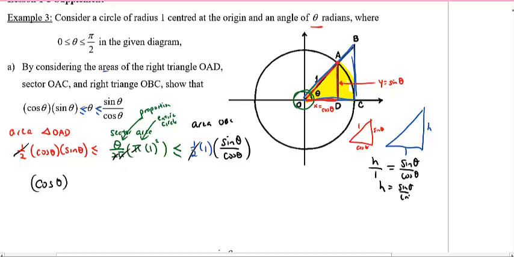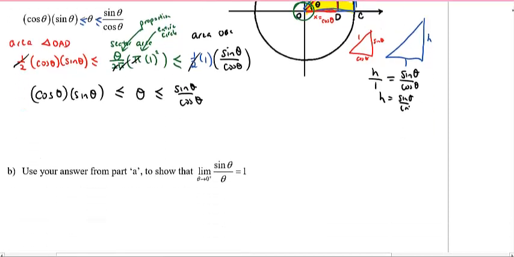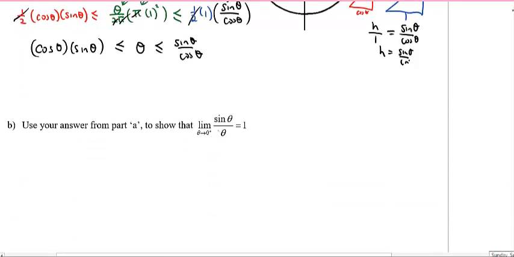What's left over is just cosine theta times sine theta is less than theta, which is less than sine theta over cosine theta. Ta-da! You've just shown it to me here. Bravo! Now, why are we even doing this? Because I want us to really look at this limit. Let's look at the limit as theta approaches 0 from the positive side of sine theta over theta.